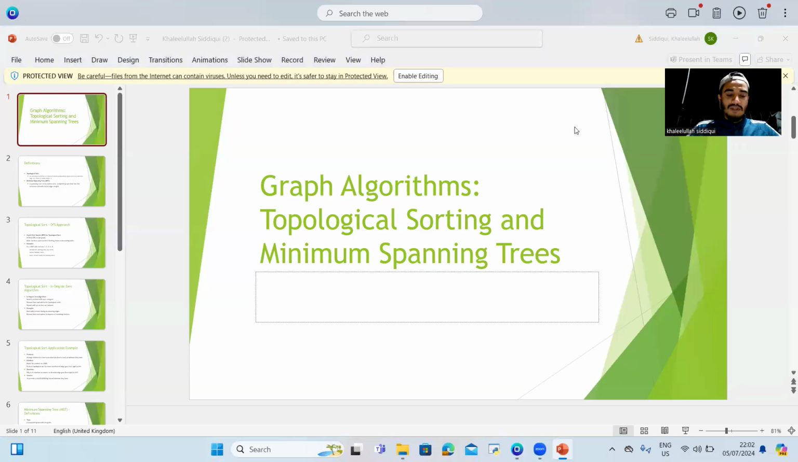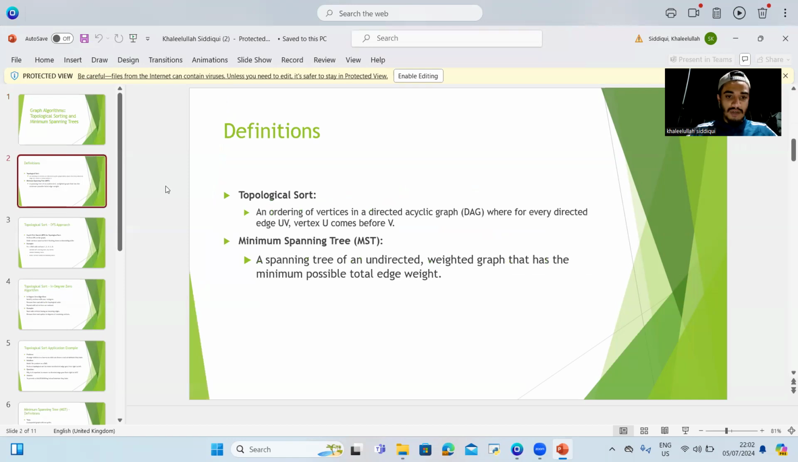Hi everyone, my name is Khalilullah Siddiqui and I would like to discuss graph algorithms, topological sorting and tree, minimum spanning trees. And I'm going to discuss this in 11 slides. So we start with the definition part.